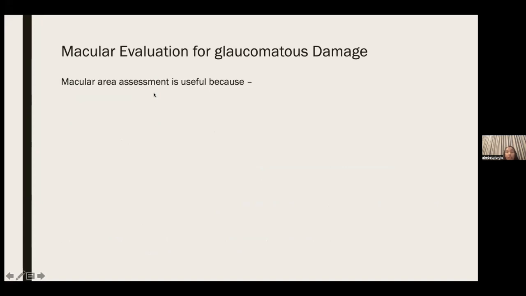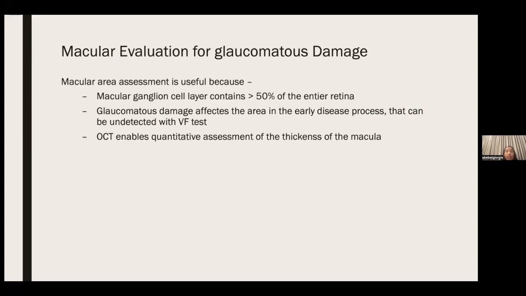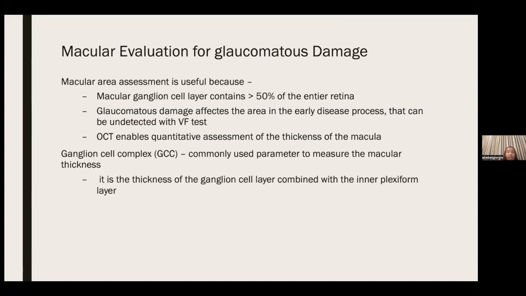Macular evaluation for glaucomatous damage: the macular area assessment is useful because the macular ganglion cell layer contains more than 50% of the entire retinal cells, and glaucomatous damage affects the area in the early disease process, which can be undetected with visual field test or clinically. OCT enables the quantitative assessment of the thickness of the macula. The ganglion cell complex is a commonly used parameter to measure the macular thickness, and it is the thickness of the ganglion cell layer combined with the inner plexiform layer.